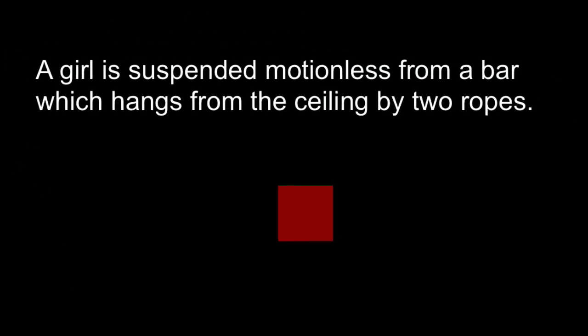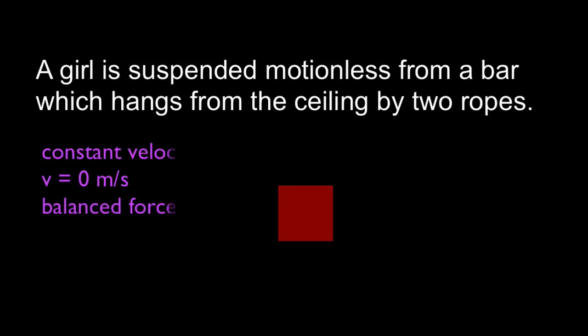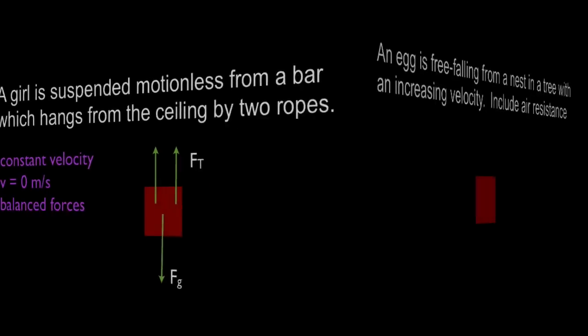Next, a girl is suspended motionless from a bar. It's hanging by ropes, constant velocity. Her velocity equals 0. The forces are balanced. There she hangs downwards. Here is the object, which is she, hanging. There's the gravitational force. Now it says she's suspended by 2 ropes, so we're going to draw the 2 ropes pointing upwards. Both of those are from the tension force, and they point upwards. Okay? All right. Next one.